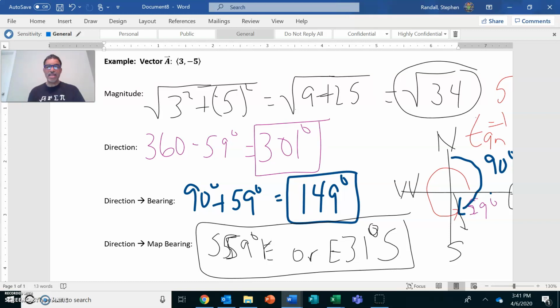All right? That's what I want you to do for each of the following 4 problems. I want you to find the magnitude, the direction, change that direction to a bearing so it'll come off of the vertical, and then change that bearing to a map bearing. And if you submit this back to the Teams website, it will go in as extra credit.